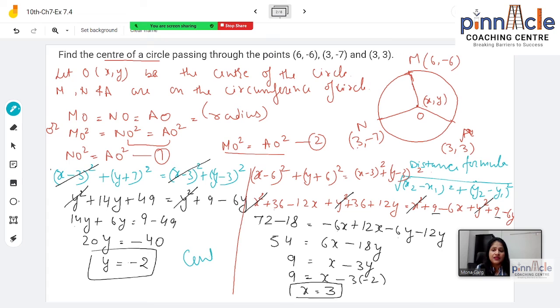Final answer for Santa O. Its coordinates are 3 and -2. So this is our final answer.